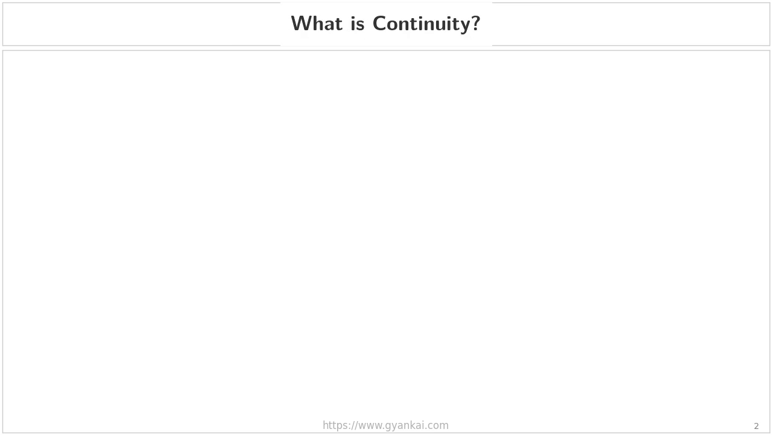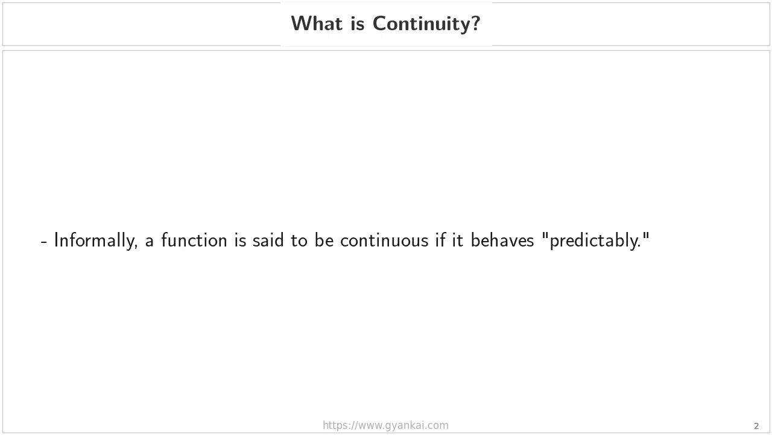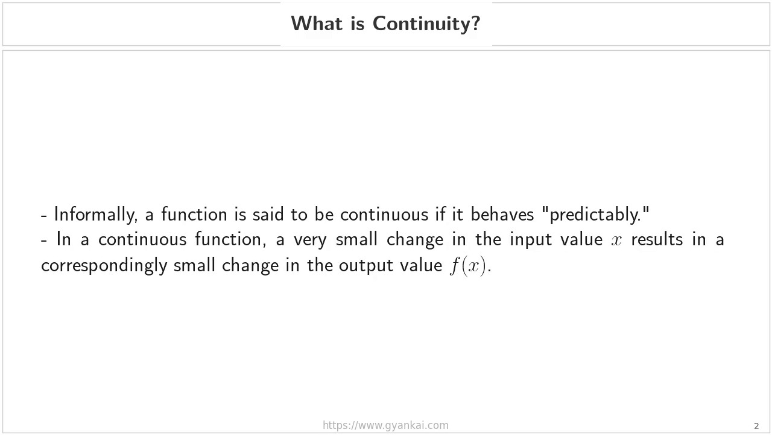What is continuity? Now that we have established the importance of continuity in our introductory slide, let's move on to defining what it actually means in a conceptual sense. Informally, we can say that a function is continuous if it behaves in a predictable manner. To explain this further, in a continuous function, a very small change in the input value, x, results in a correspondingly small change in the output value, f of x.